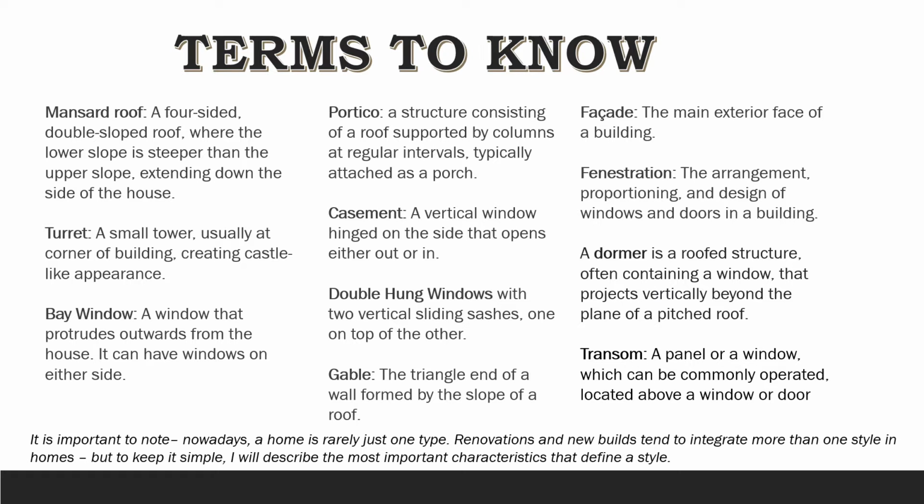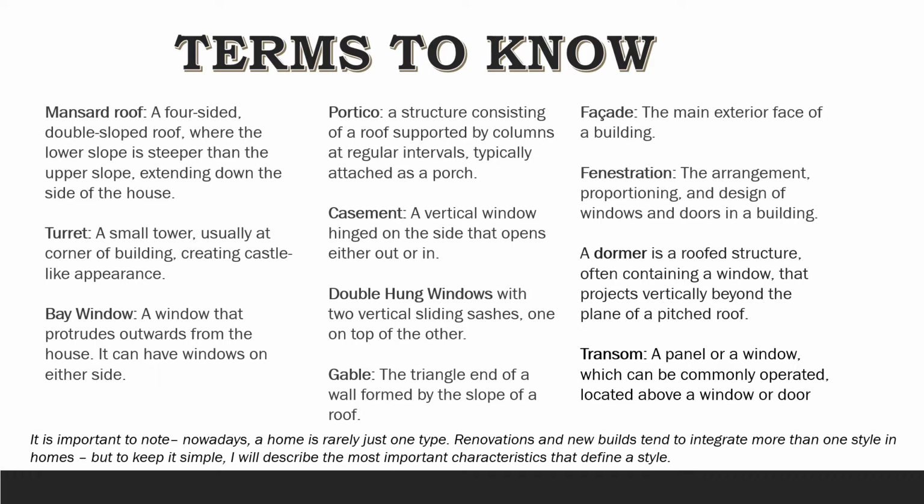Double hung windows are the pretty standard windows that pretty much everybody has on their house nowadays. Those are the windows that are two vertical sliding sashes, one on top of the other. A gable is the triangular end of a wall formed by the slope of the roof, that little pointy part. Whether that's facing forward or sideways, a lot of times determines the character or style of a house.